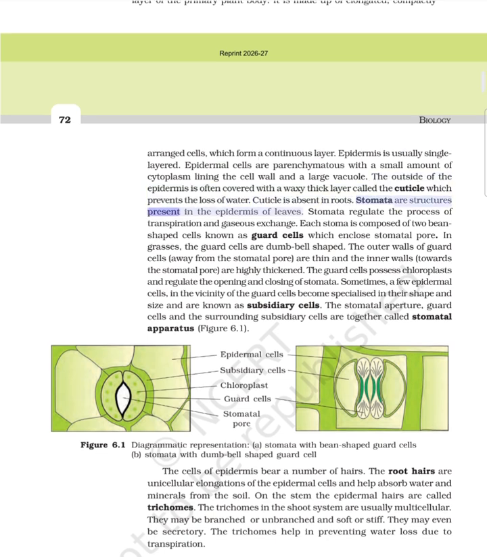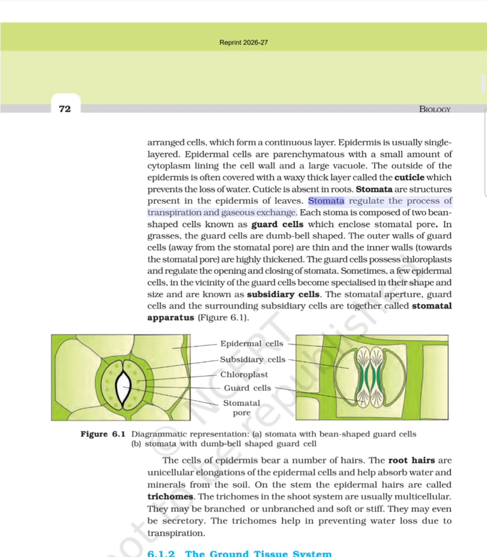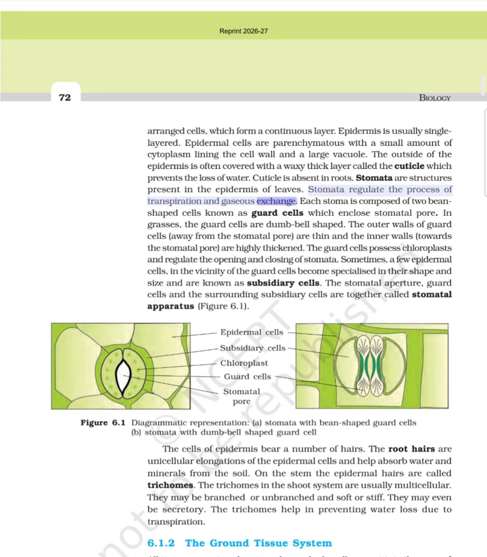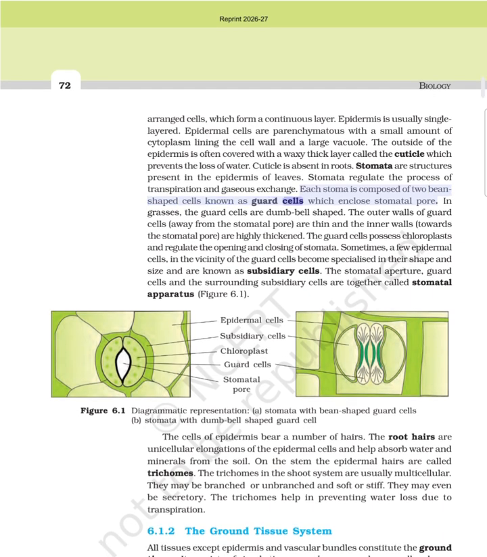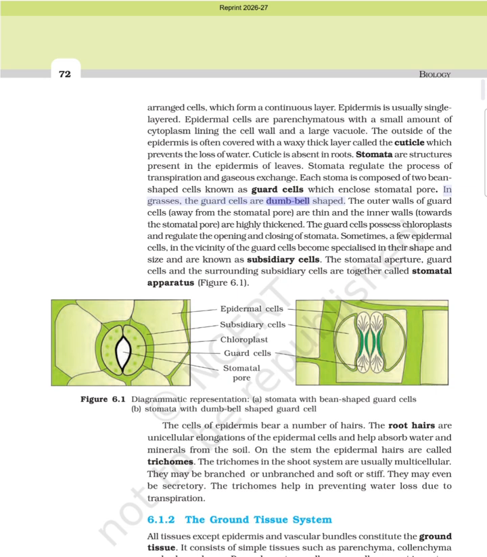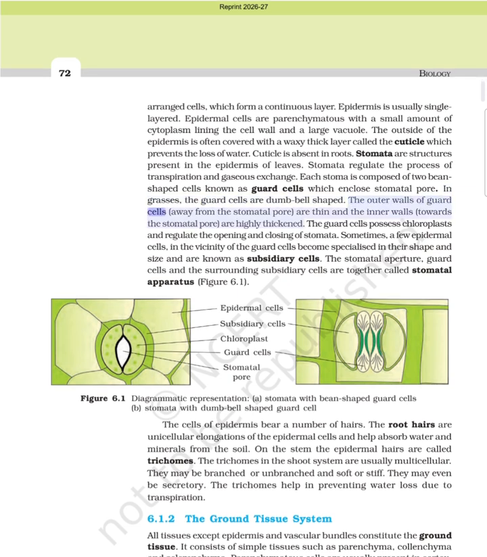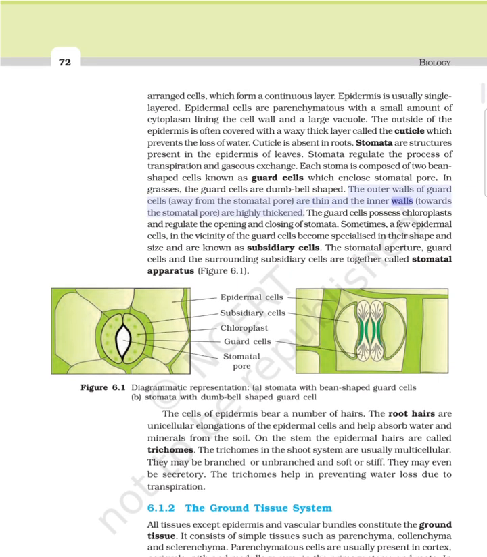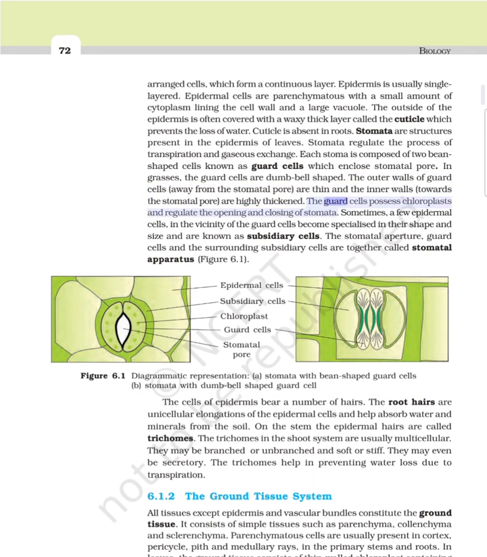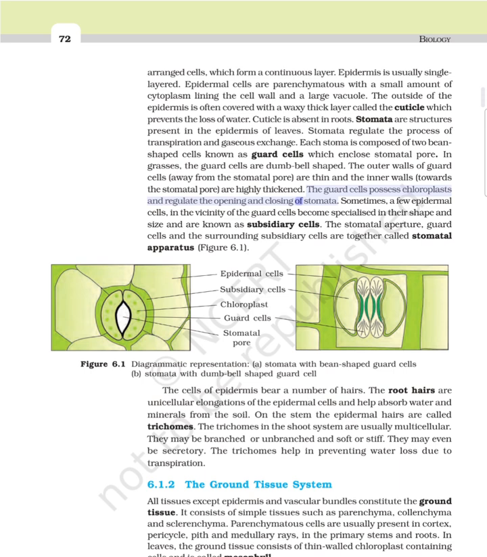Stomata are structures present in the epidermis of leaves. Stomata regulate the process of transpiration and gaseous exchange. Each stoma is composed of two bean-shaped cells known as guard cells, which enclose the stomatal pore. In grasses, the guard cells are dumbbell-shaped. The outer walls of guard cells are thin and the inner walls are highly thickened. The guard cells possess chloroplasts and regulate the opening and closing of stomata.